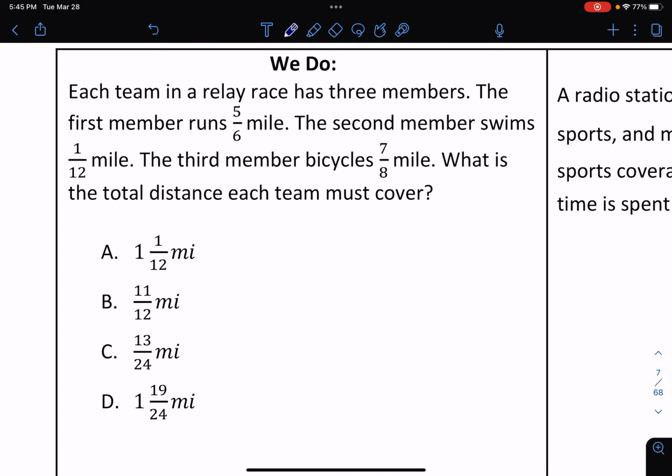It says each team in a relay race has 3 members. The first member runs 5/6 of a mile. The second member swims 1/12 of a mile. The third member bicycles 7/8 of a mile. What is the total distance each team must cover?